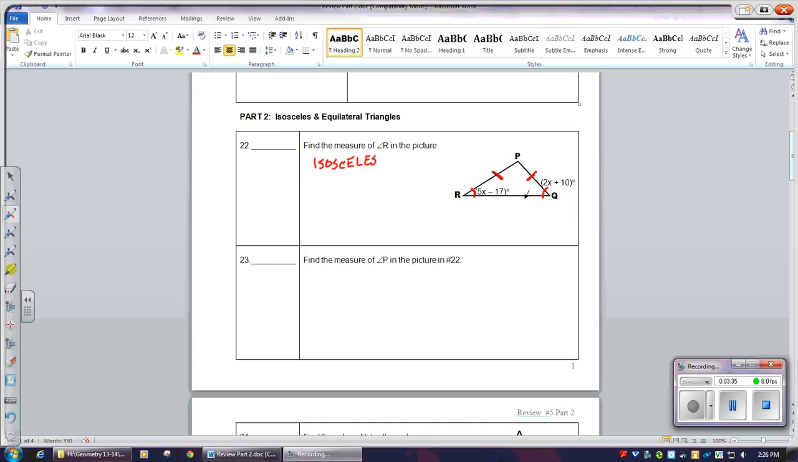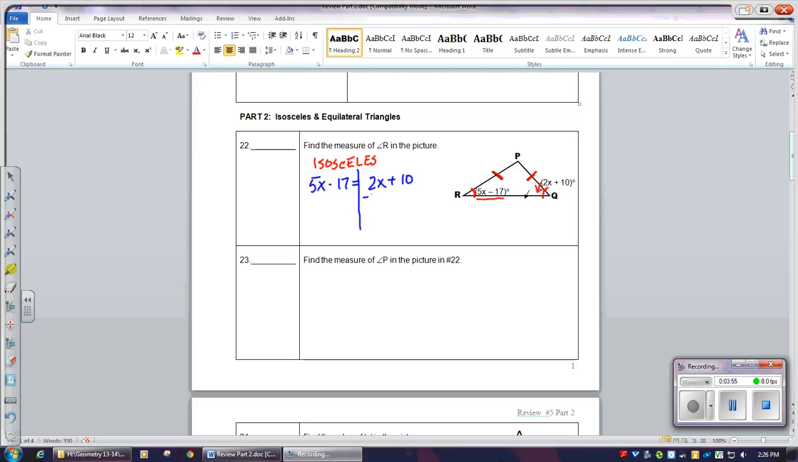Well, I know angle R is 5x minus 17. Now that arrow's off a little bit. It should be right there. Angle Q is 2x plus 10. So there I have my algebra equation because the two angles are congruent. So I can say 5x minus 17 equals 2x plus 10. The base angles are congruent.